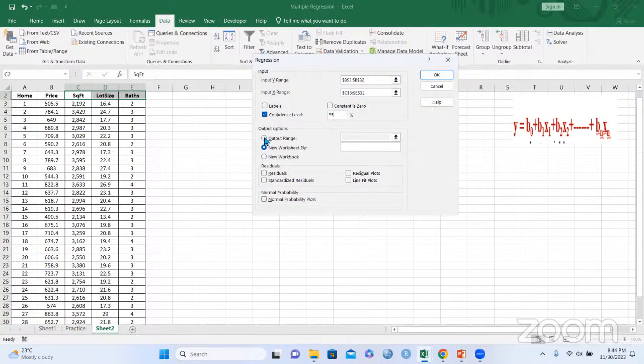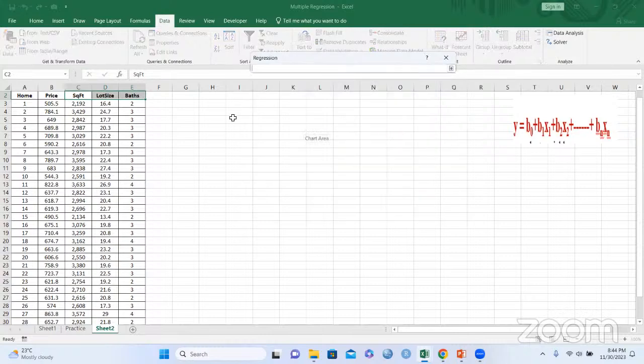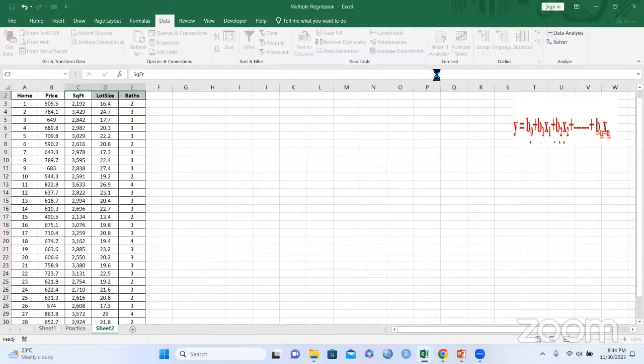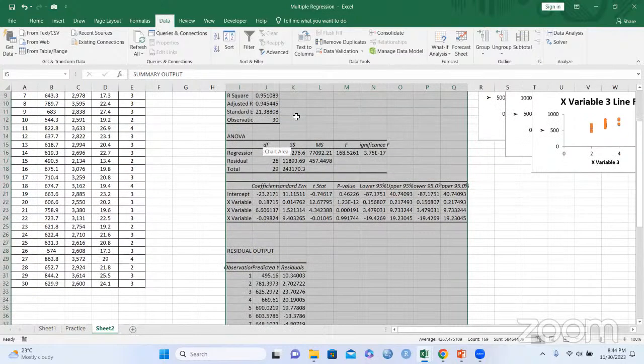Coming to the output range, I'm taking my output here only so that I can see it. If you want to see any plots, residual plots or something, you can click that. Some people will take residuals, for any deviations. Otherwise, you can just fit this only. I'm just clicking enter. Now I can see many things have happened. Our duty now is to explain these things.